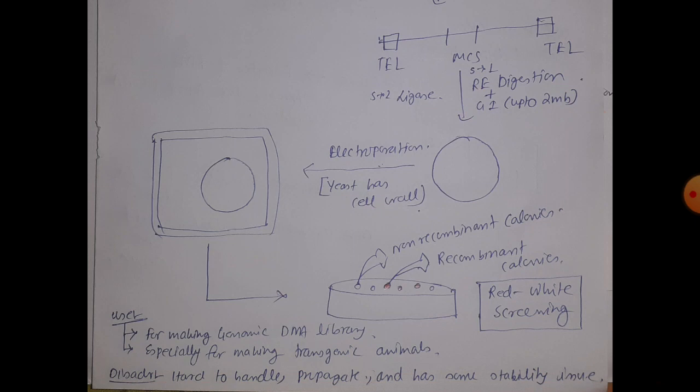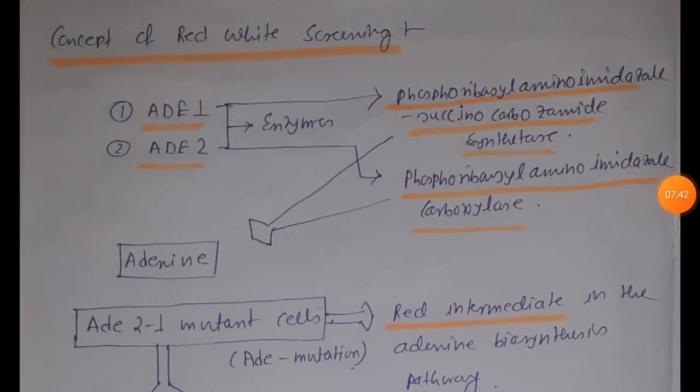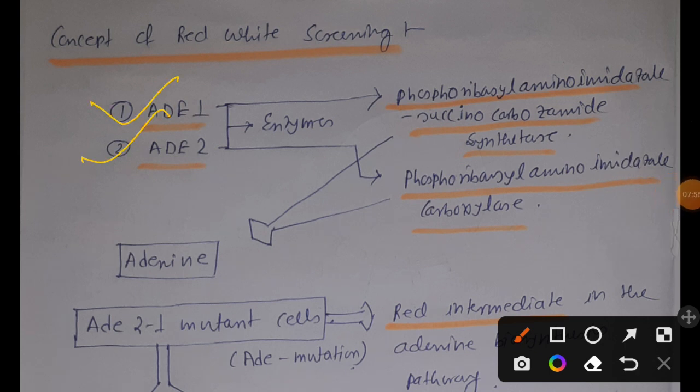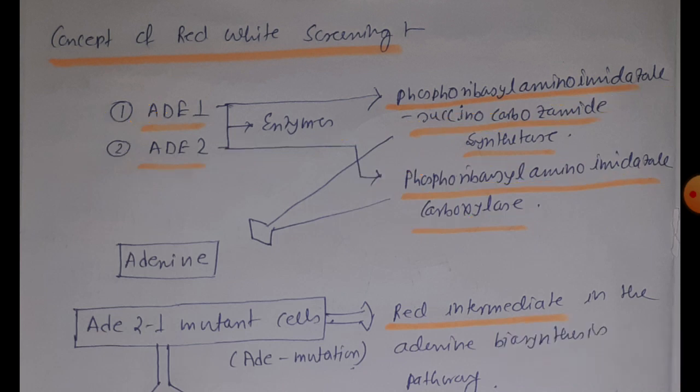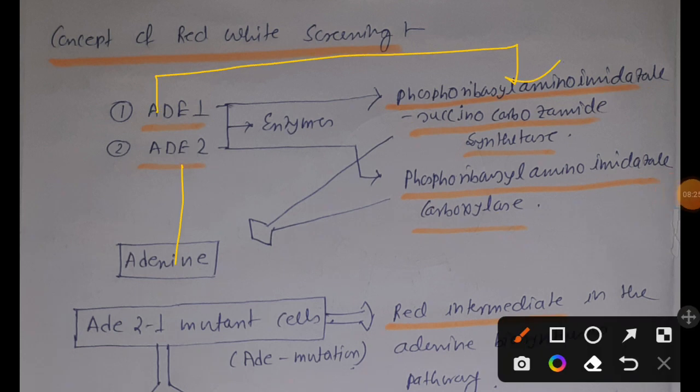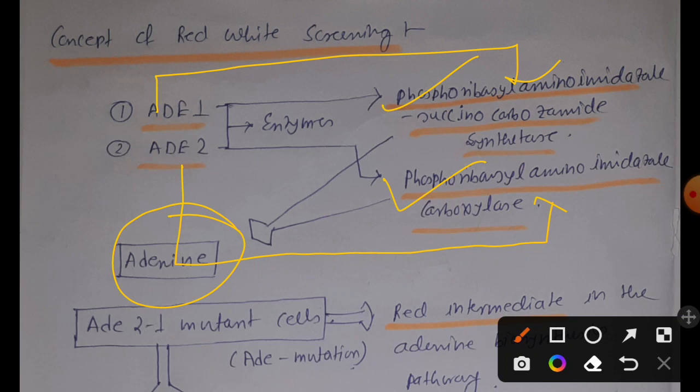So now we are going to talk about the biochemistry behind the red white screening. In case of yeast cell, remember there are two genes present, ADE1 and ADE2. These two genes produce two types of enzyme. One is phosphoribosyl aminoimidazole succinocarboxamide synthetase, that is from ADE1, and the second one, from ADE2, is phosphoribosyl aminoimidazole carboxylase. These two enzymes are involved in the synthesis of adenine. That is the normal thing going on in a normal yeast cell.